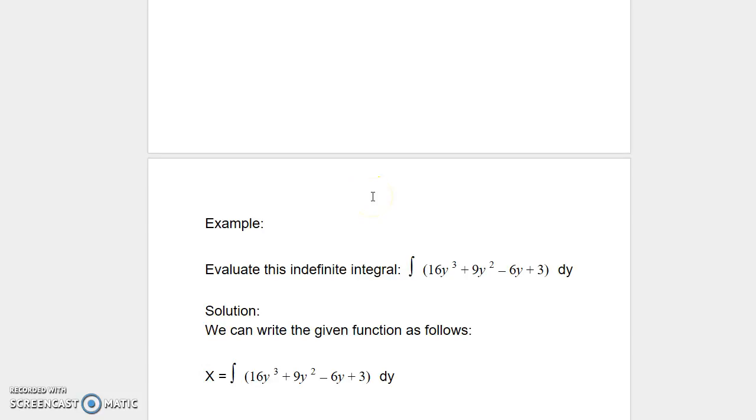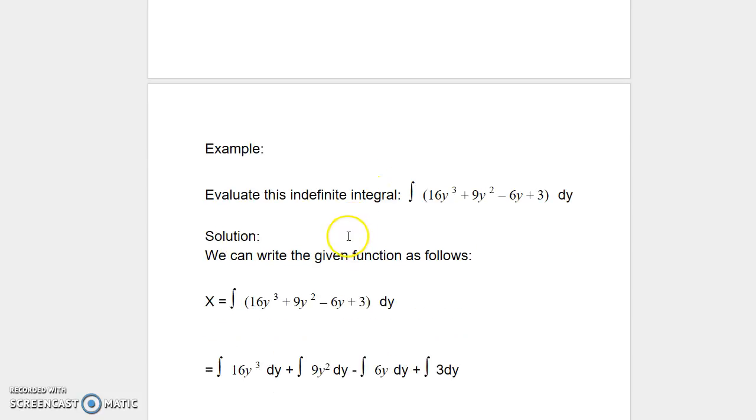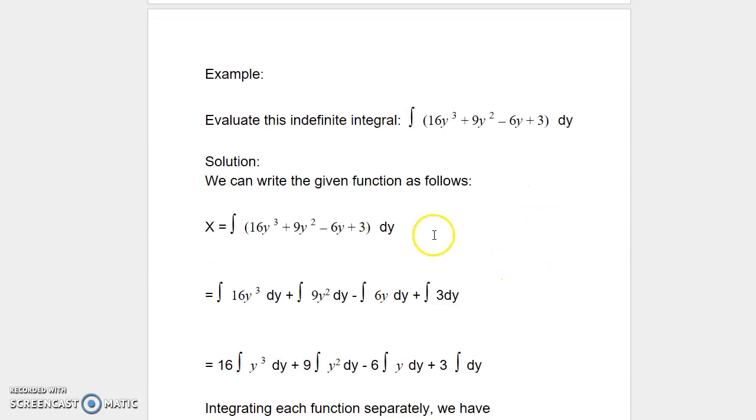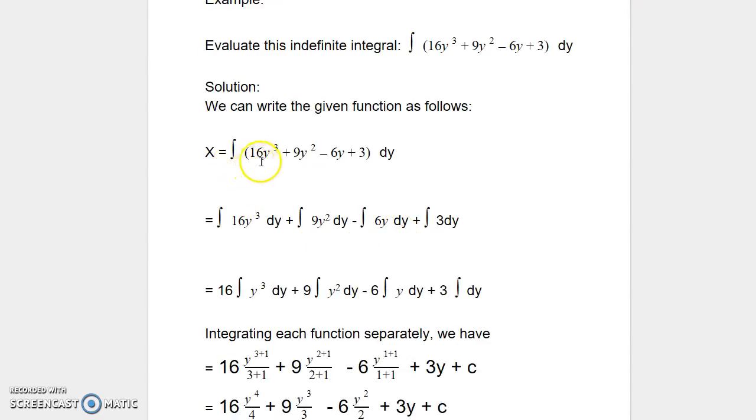Let's say we have another polynomial function which is given to us as follows. We want to evaluate this indefinite integral 16y cubed plus 9y squared minus 6y plus 3 dy. So we can write this one as x equals the integral of 16y cubed plus 9y squared minus 6y plus 3 dy. We can apply this integration to every one of the terms inside this parenthesis.